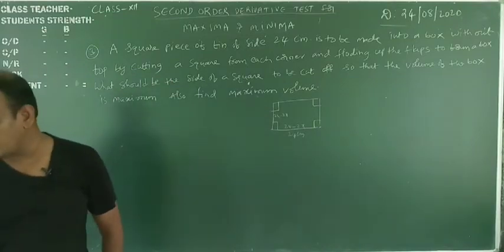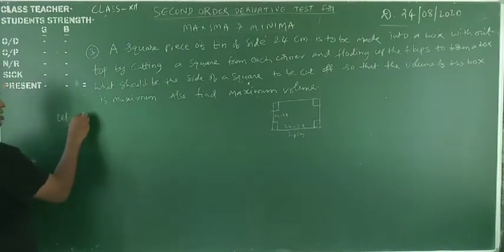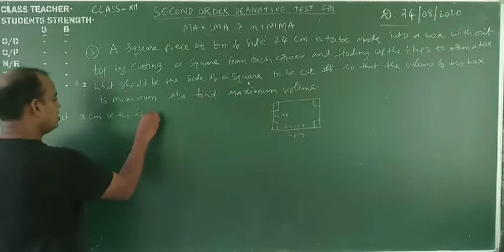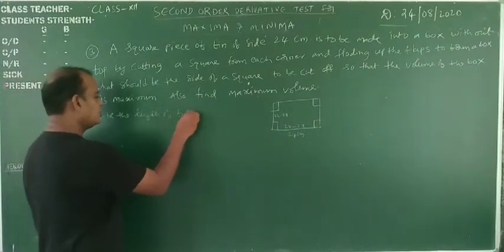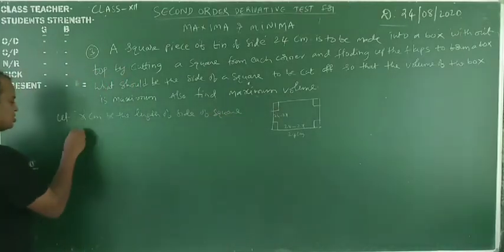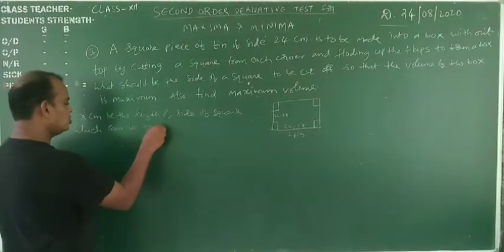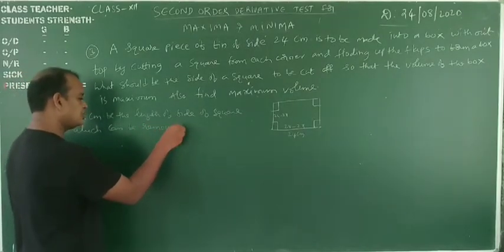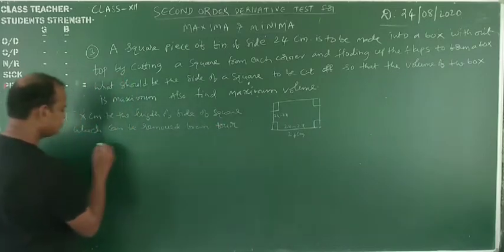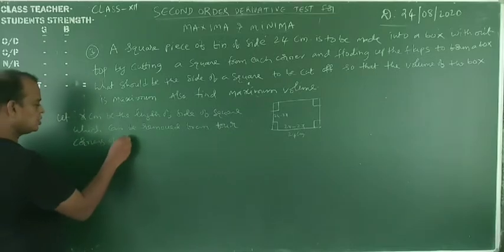Let x centimeters be the length of the side of a square which can be removed from the four corners of the metal sheet.